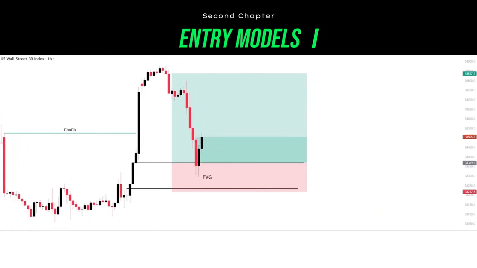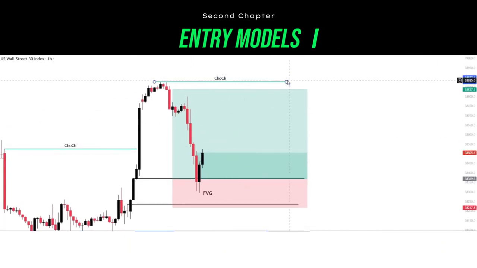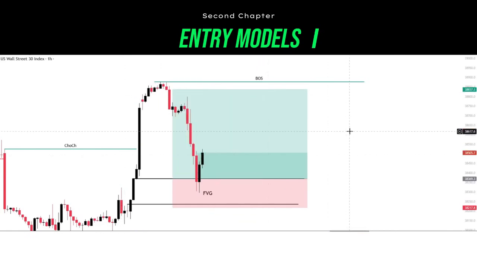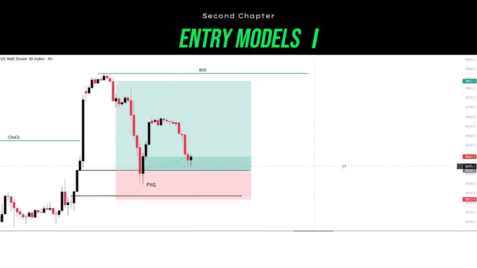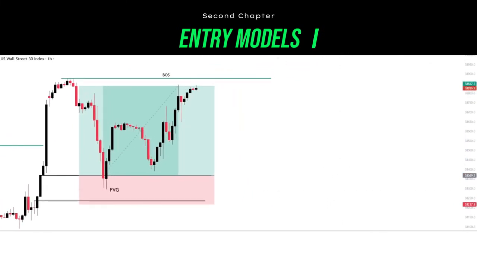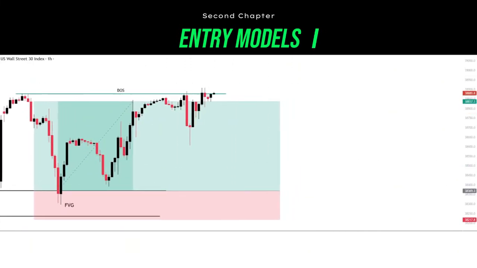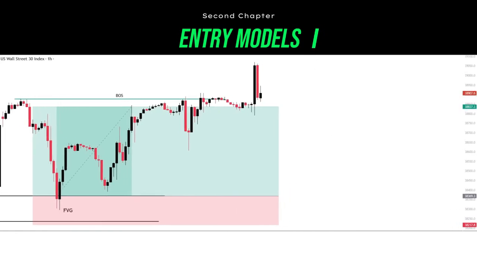Good. The position got filled, and notice the immediate reaction to the upside. We are looking for the price to break the highs, so essentially we want the market to create a bullish break of structure, since the market has changed character from a bearish standpoint into a bullish one. The trade has hit the take profit, but let's look at whether it actually managed to break the highs. And yes, it did.